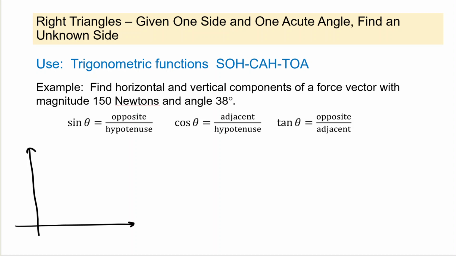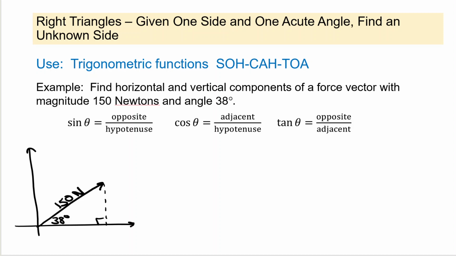So I'm going to draw this vector. At 38 degrees to the x-axis, I'll say that's about this. There's my force vector. The magnitude is 150 newtons, and the angle was 38 degrees. So all I'm going to do is draw a line segment from the tip of the force vector down perpendicular to the x-axis. Okay, so what have I done? I've created a right triangle.